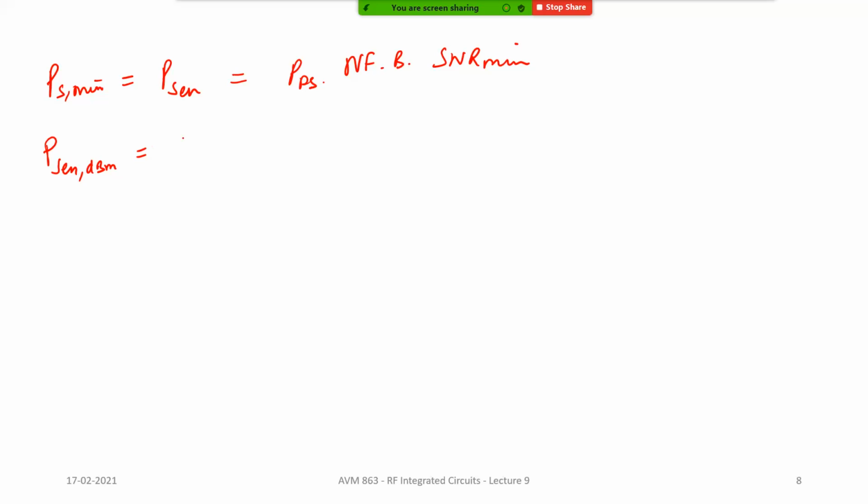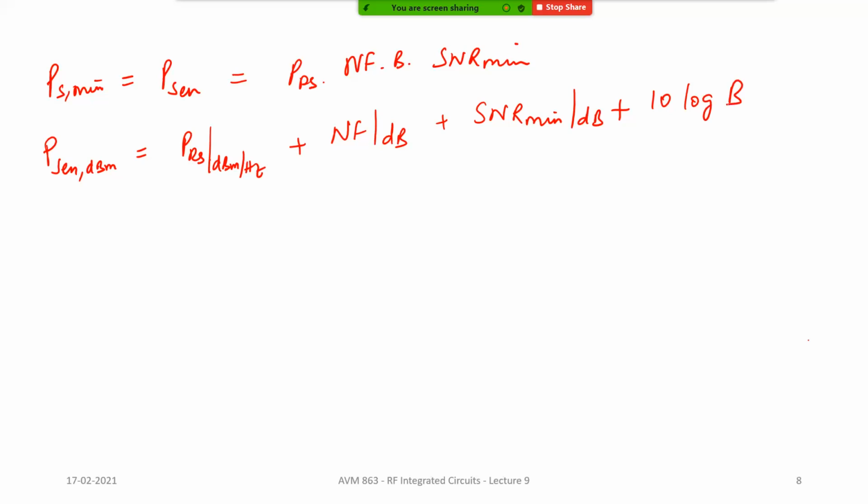Now the same thing in dB, it becomes P sensitivity in dBm. Let's write it in dBm. It becomes PRS in dBm per hertz, because it is basically 4kTRS. And then you have noise figure in dB, and then you have SNR min in dB, and you have 10 log of bandwidth. Basically, you just took 10 log of the whole thing.